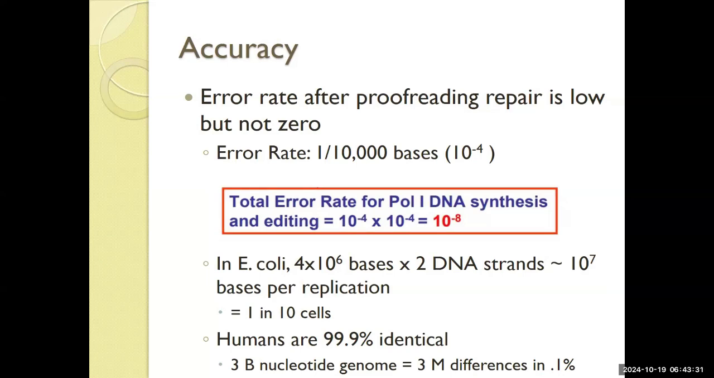If DNA duplication has rare errors, 1 in every 10,000 bases, and the error of the proofreading mechanism is also low, another 1 in 10,000 bases, that means roughly 1 mistake happens every 10 million bases, but it's not 0. And so while humans are 99.9% identical, given that 3 billion nucleotide genome, there's still roughly 3 million differences accounted for through this random error and mutagenesis.